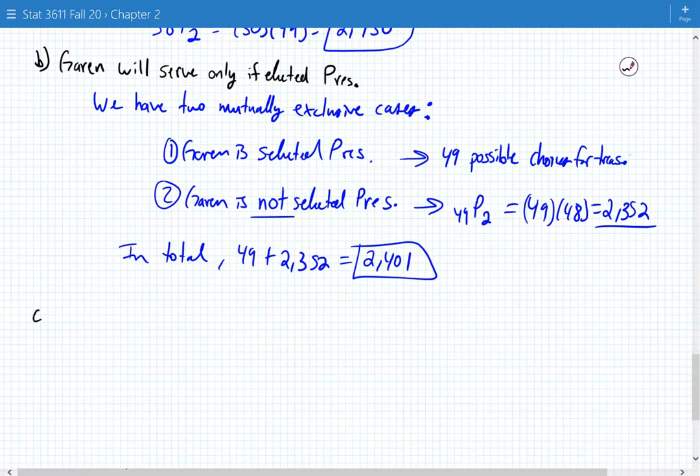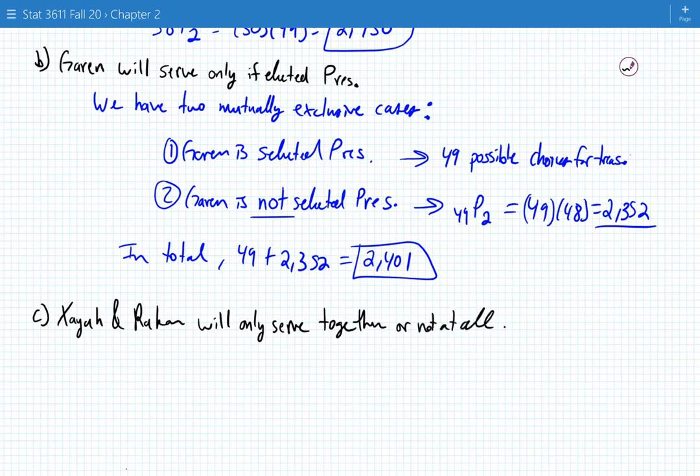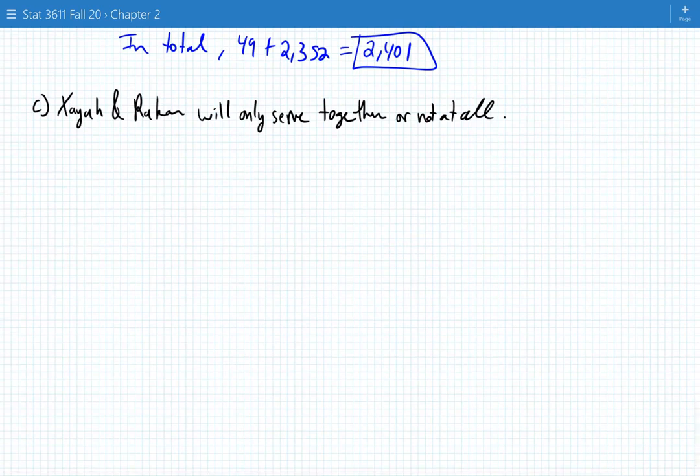Spice things up further. Let's say that Zaya and Rakan will only serve together or not at all. Then how many options do we have? Zaya and Rakan will only serve together or not at all.